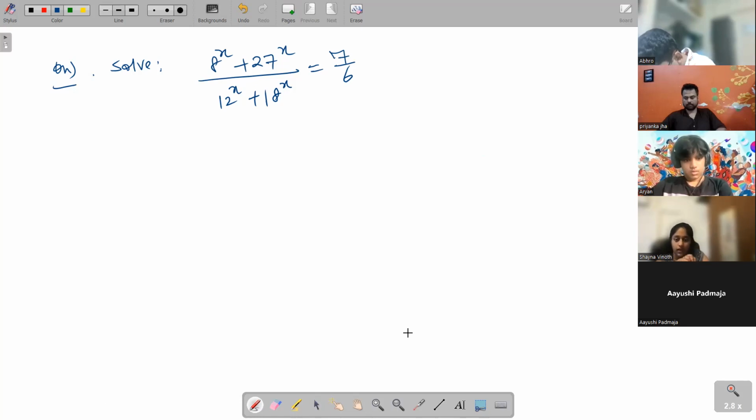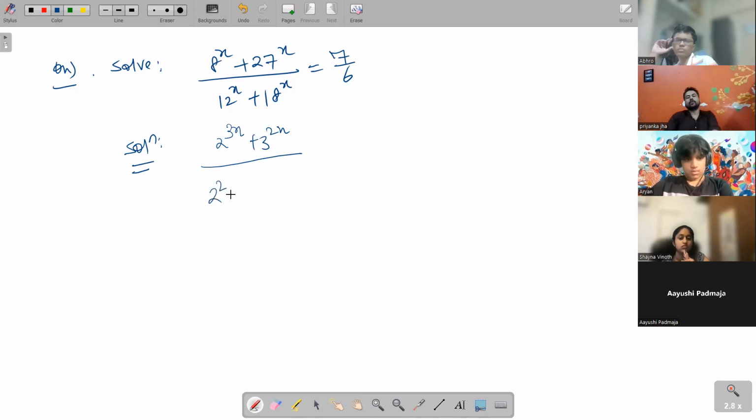Do you write 8 to the power of x and 27 to the power of x as 2 to the power of 3x plus 3 to the power of 3x? That is how we'll solve. Write this as 2 raised to 3x, 3 raised to 3x. But for the denominator, you can't do anything, right? No, you can do it. See now, 2 cube. So 2 raised to 3x plus 3 raised to 3x upon, for 12 you can do 2 square into 3 to the power x, and 18 is 9 into 2, so 2 into 3 square raised to x, equal to 7 by 6.